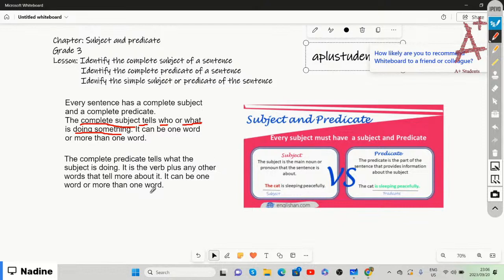And then we have a predicate, right? A complete predicate tells what the subject is doing. And it is the verb plus any other words that tell you more about it. So the predicate can be one word or it can be more than one word.